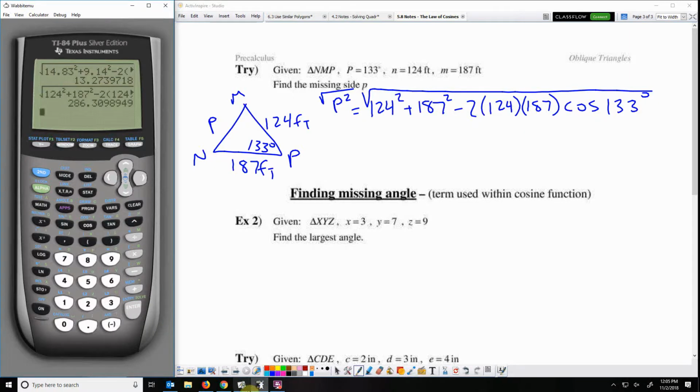So we get 286.31, and again it's in feet. So side P is 286.31 feet.